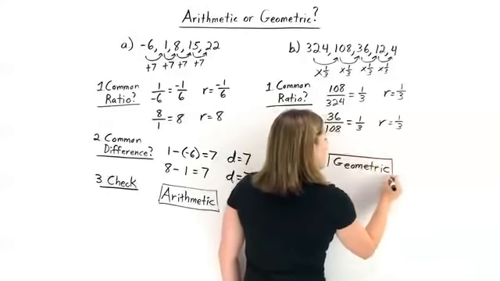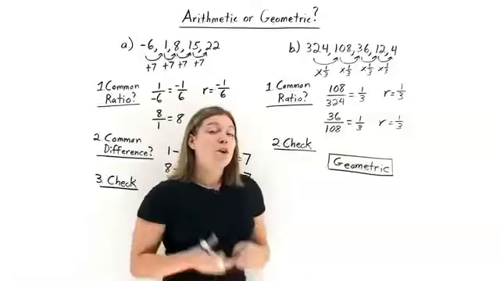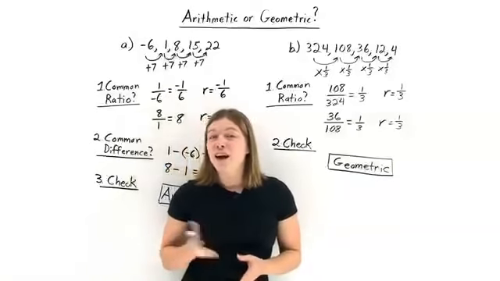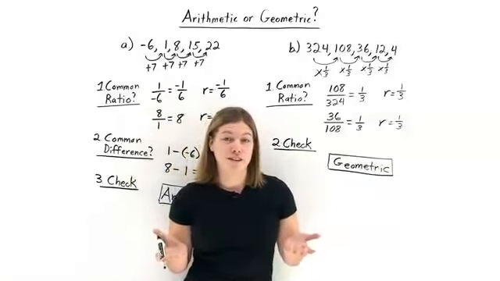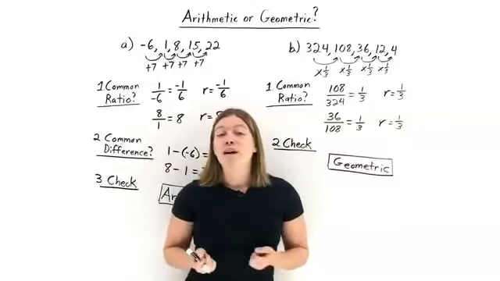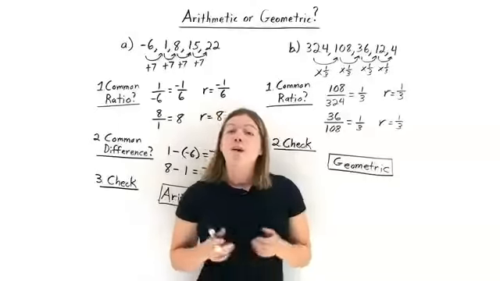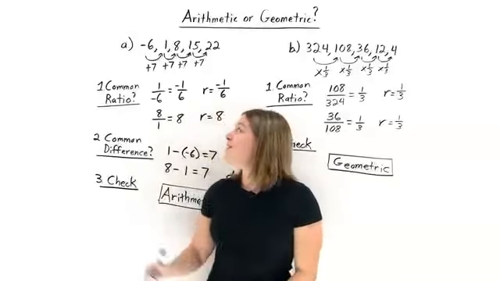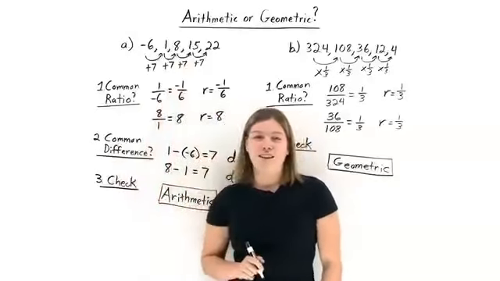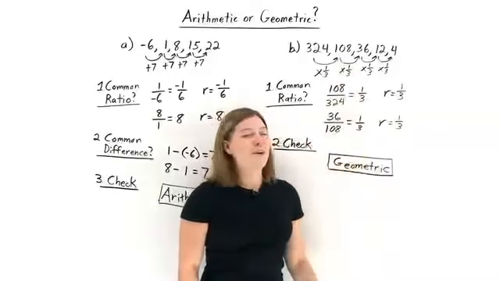Now, what happens if you get a case where your sequence does not have a common ratio or a common difference? In that case, you have a sequence that is neither geometric nor arithmetic. But here, we had two sequences. This sequence was arithmetic, and this sequence was geometric.